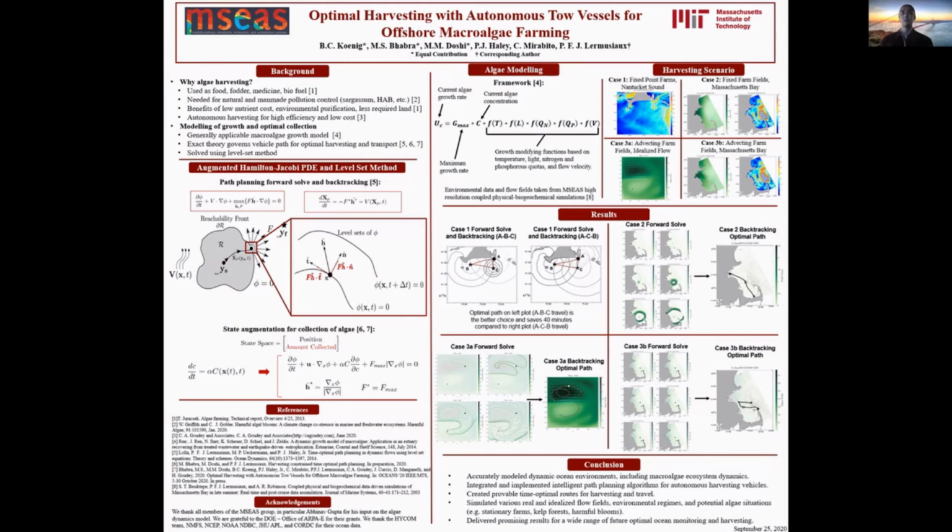We combine this path planning method with a generalized and comprehensive algae growth model to predict algae growth in motion and then optimally plan for its harvest. We successfully perform this simulation in a wide variety of real-life, idealized, stationary, and advecting algae flows, providing provably time-optimal routes for harvesting in all cases. Our results are promising for a wide range of future optimal ocean monitoring and harvesting projects, including stationary algae farms, kelp forests, and harmful algae blooms.